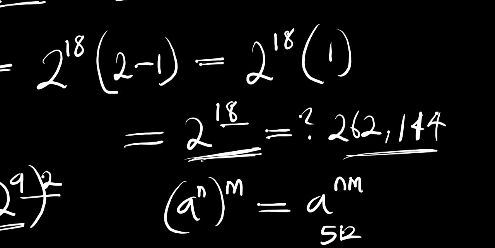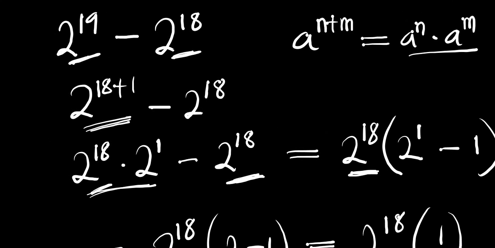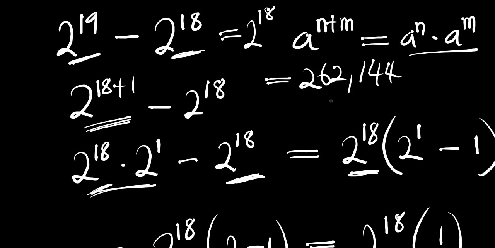So we can all agree that 2 to the power of 19 minus 2 to the power of 18 equals 2 to the power of 18, which equals 262144. So that is it for the video.